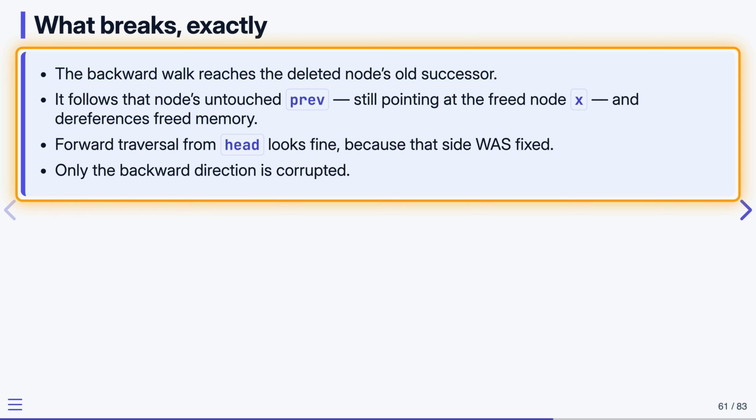Here is the answer to the learning check. The backward walk reaches the deleted node's old successor. It follows that node's prev field, which was never updated, so it still points at the freed node. Dereferencing it reads freed memory. The forward walk looks fine because that side was fixed. Only the backward direction is corrupted.